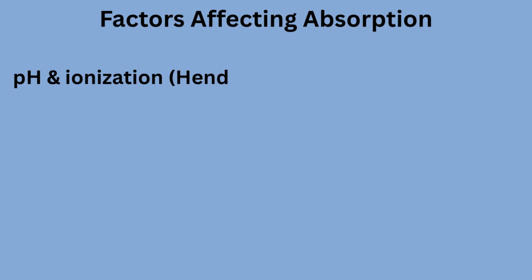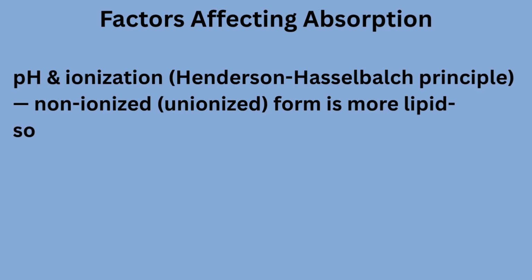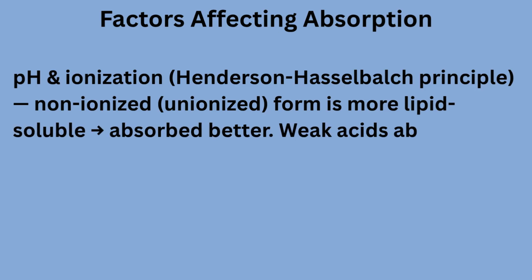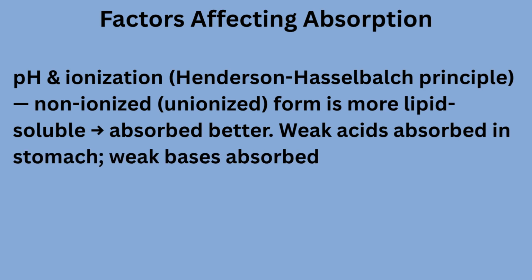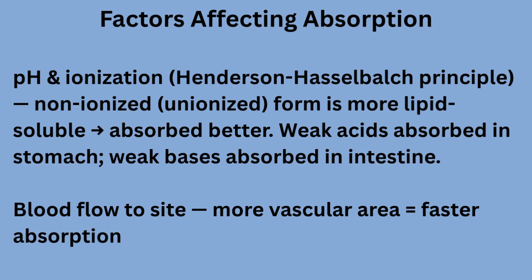Now, several factors affect how well and how fast a drug gets absorbed. The first one, and a very important one for your exams, is pH and ionization, based on the Henderson-Hasselbalch principle. Here's the key idea. The non-ionized form of a drug is more lipid-soluble, so it crosses membranes and gets absorbed more easily than the ionized form. So, weak acids get absorbed better in an acidic environment, like the stomach. And weak bases get absorbed better in an alkaline environment, like the intestine.